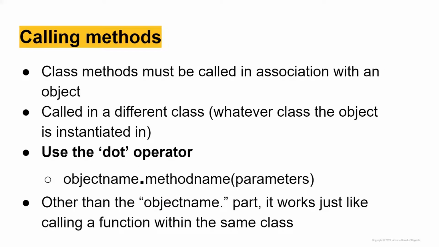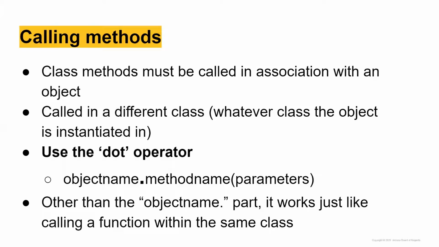So calling methods, we've gone over how to make the methods within the class. Now we're going to talk about how to call those methods from other classes. Class methods must be called in association with an object of that class, and they're called in a different class, whatever class the object you're talking about has been instantiated in. To do this, we use the dot operator.